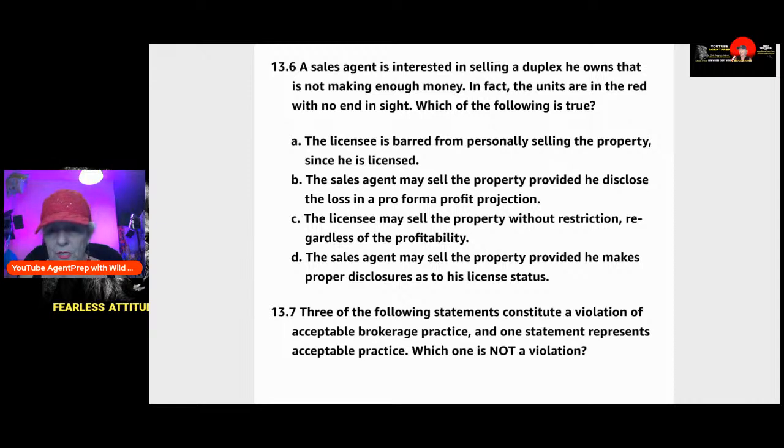So let's see, there was an answer B. B says the sales agent may sell the property provided they disclose a loss in a pro forma. No, that comes down to the financial purposes. Before that, they have to disclose, I'm a realtor. I'm a Texas licensed realtor, or a realtor licensed in Georgia, New York, Florida, California, wherever, Michigan, Wisconsin, you know, one of those 50 states.